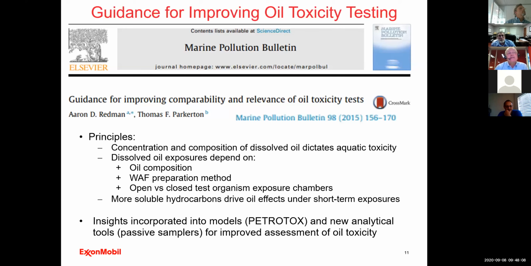And a third principle is that more soluble hydrocarbons drive oil effects under short-term exposures. And that's because the organisms take up the more water-soluble components faster than the less soluble components. So in a time variable scenario, the more water-soluble hydrocarbons are more important in driving the observed effects. And so these insights have been incorporated into mechanistic models.